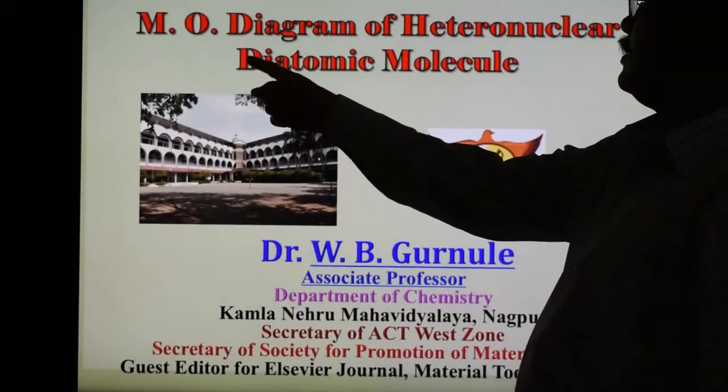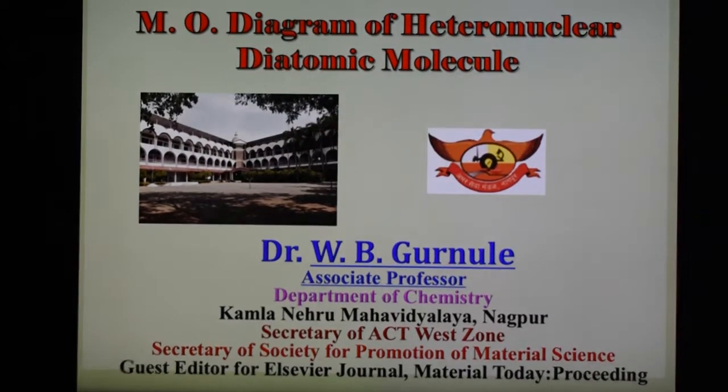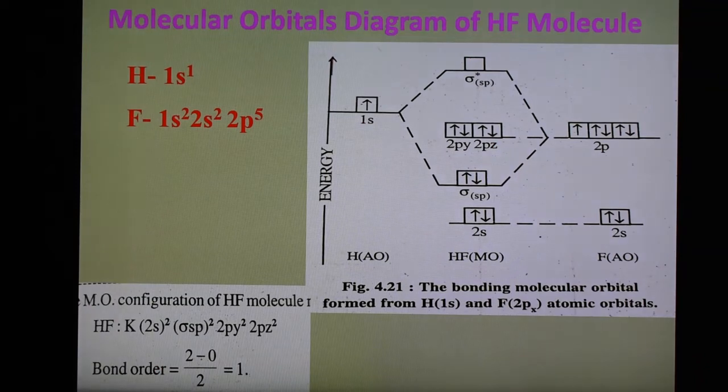So the topic is the MO diagram of heteronuclear diatomic molecules, and we have already seen the molecular orbital diagrams for homonuclear diatomic molecules. In this case we are discussing three heteronuclear molecules: first hydrogen fluoride, HF, second the MO diagram for CO, and third the one for NO, nitric oxide. So first is the MO diagram of the HF molecule.